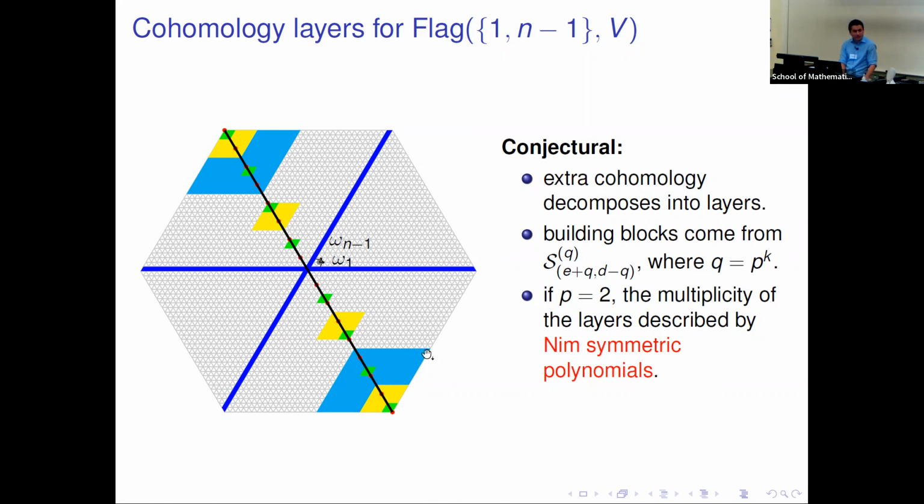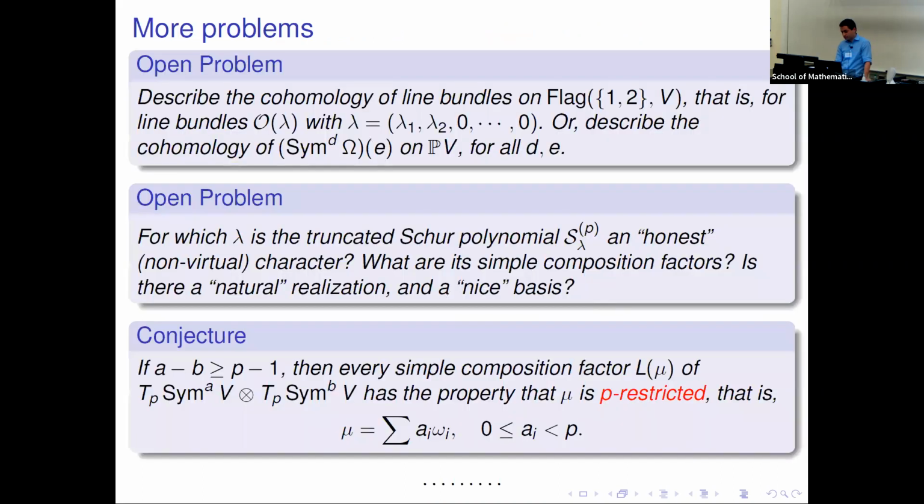If we're close to a vertex where there's no overlap between layers, then we can prove again that our prediction is correct, that you get contributions coming from truncated Schur polynomials. And in fact, that also proves that the corresponding truncated Schur polynomials are honest characters because they measure a cohomology group, yes. So anyways, I think there are a lot of open questions there.